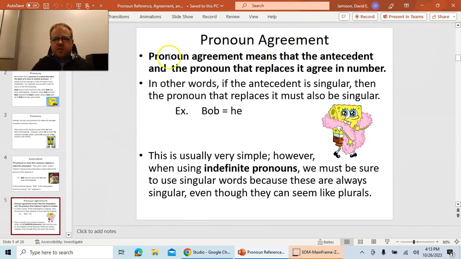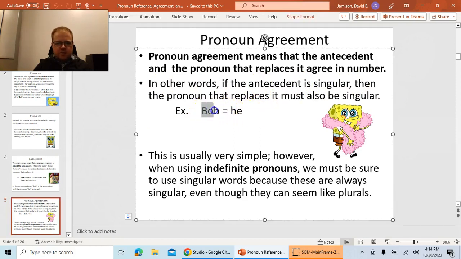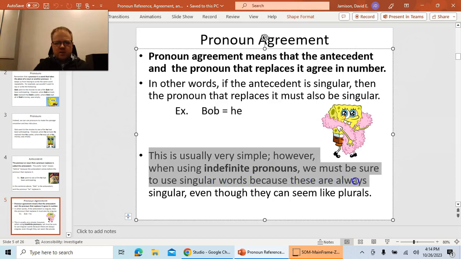Pronoun agreement. Pronoun agreement means that the antecedent and the pronoun that replaces it agree in number. In other words, if the antecedent is singular, then the pronoun that replaces it must also be singular. Example, Bob equals he. Bob is a singular noun, and he is a singular pronoun. This is usually very simple. However, when using indefinite pronouns, we must be sure to use singular words because these are always singular, even though they may seem like plurals.